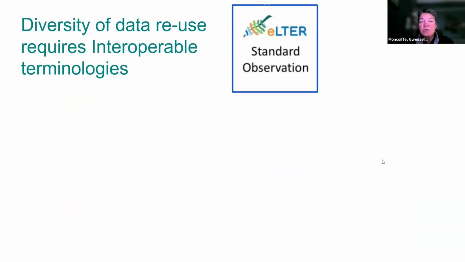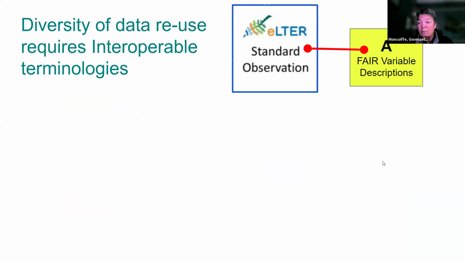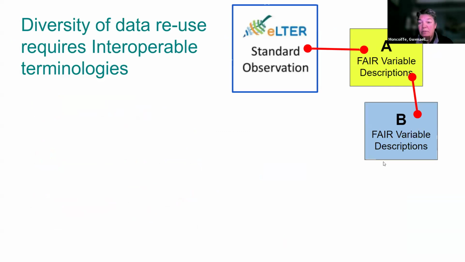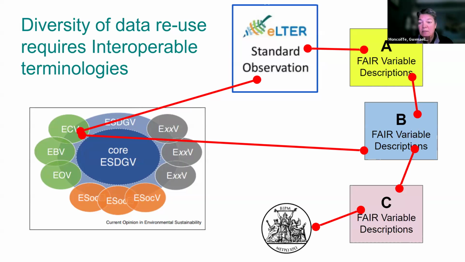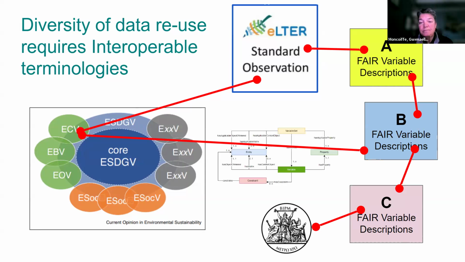So the diversity of data reuse requires interoperable terminologies. And here we've got the ELTER standard observation, which will be captured at the variable level by FAIR variable descriptions, which themselves could be connected with other FAIR variable descriptions or FAIR terminologies that might be used for essential climate variable groupings. And then obviously we will need to think about how we relate the standard observation with the essential variable concepts as well. And finally, we also want to eventually establish some relationship with standards organizations like the BIPM, for example. So how do we do that?